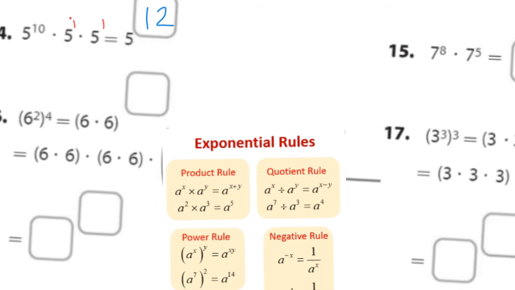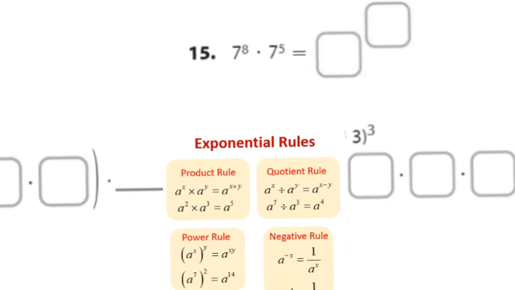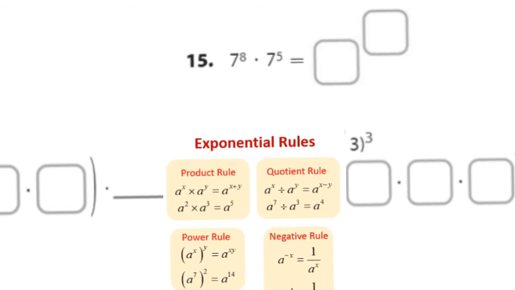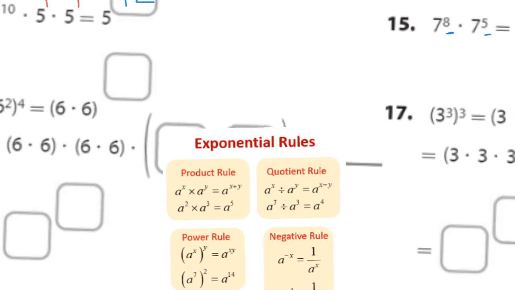Okay, let's move this over. Here we have multiplying again. So this is going to stay as a 7. And then 8 plus 5. What's 8 plus 5? 13. So 7 to the 13th power. Now they're not asking you to find the value, so that's easy. All right, let's move back over to problem 16.